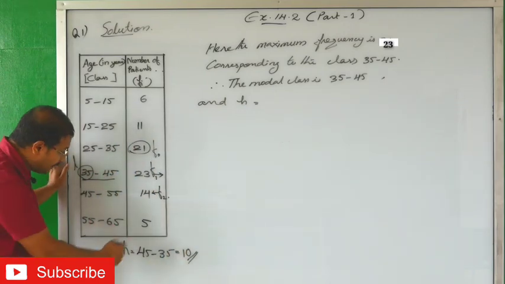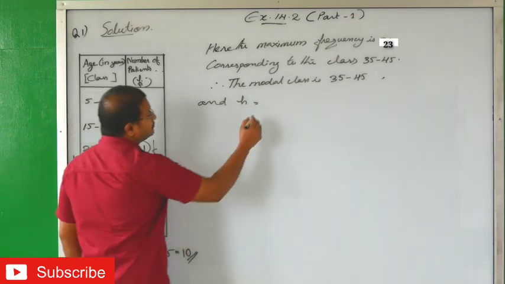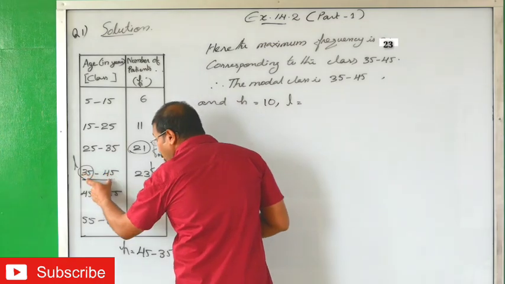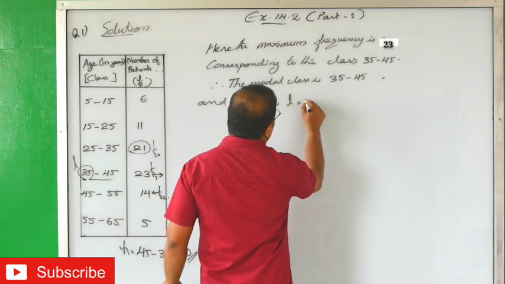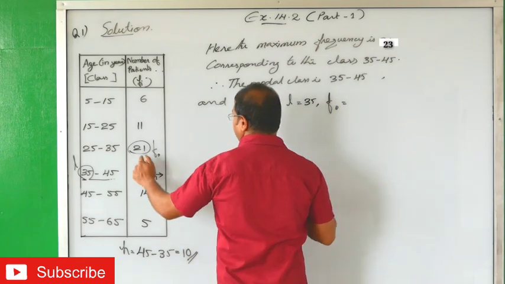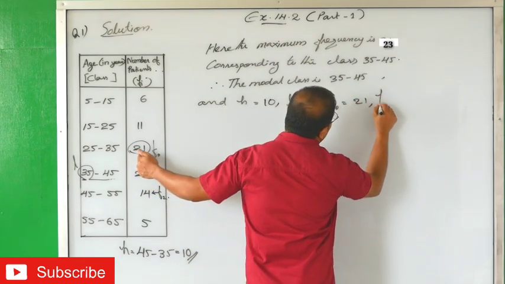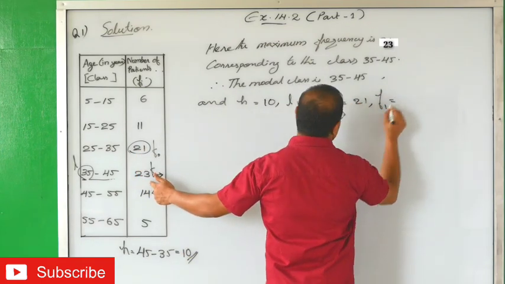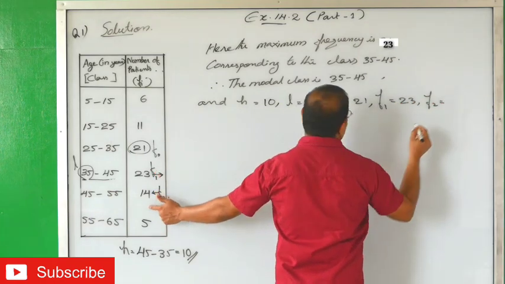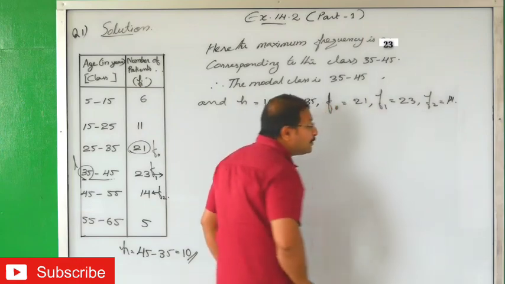10, isn't it? That means h will be 10. And what will you do? From the model class, the lower limit, that means 35. And we got the value of f0, what is that? 21. f1, 23. f2, 14. Now what will you write?